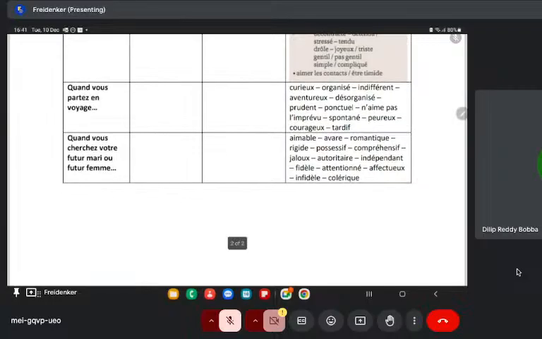Attentionné. Does it mean you want attention? Let me verify. Is it attention seeking? Let me see. Caring. Okay, fine. So attentionné is not that bad. Attentionné is to be caring. Affectueux is to be affectionate. Colérique is to be short tempered. Fine. Nice vocab we have.